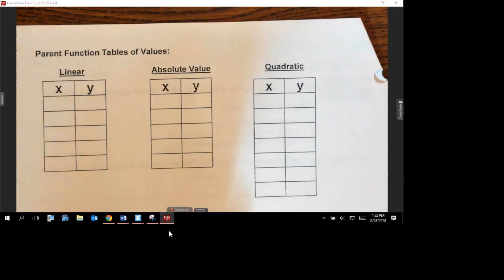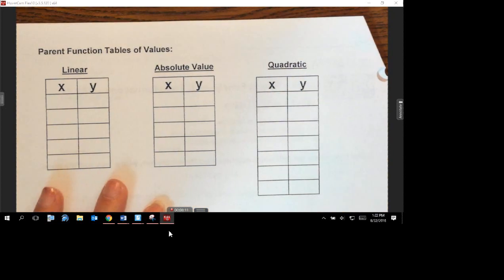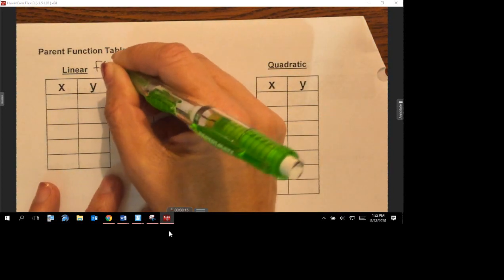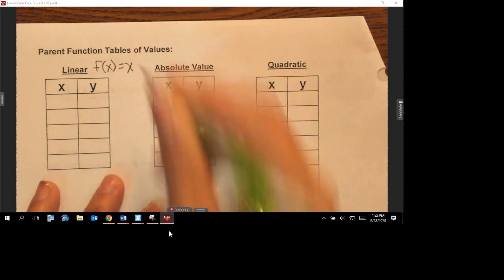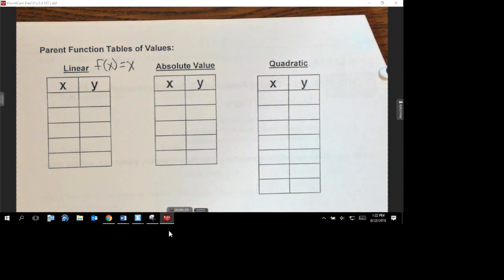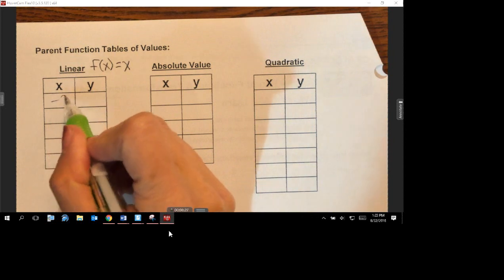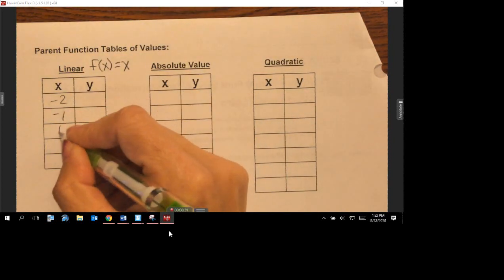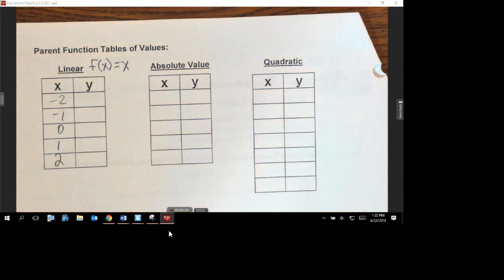So the linear parent function was just on the previous page. It's f of x equals x. That was the linear function. That's the same thing as y equals x, just f of x instead. So I'm going to pick -2, -1, 0, 1, 2 as some x values, and you can pick whatever you want, but this is just what I would suggest as good values to pick. And then we're going to put them into this function.